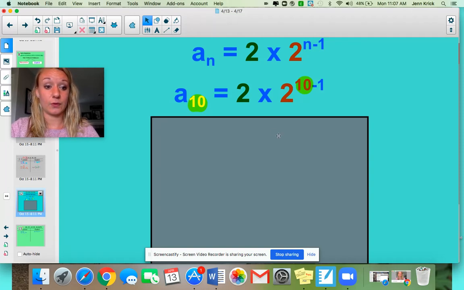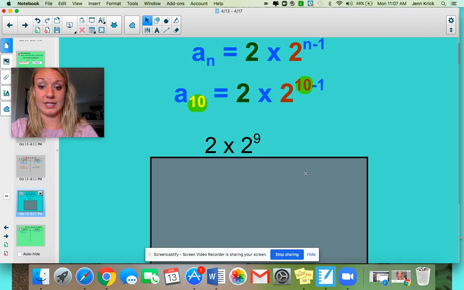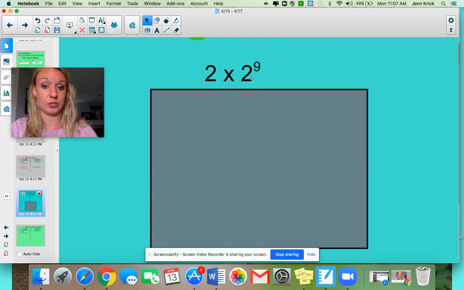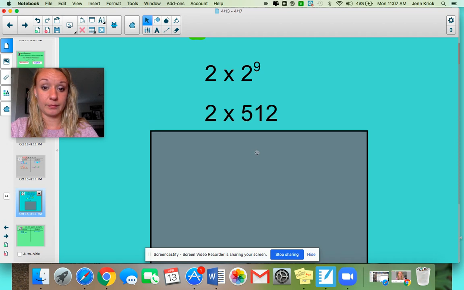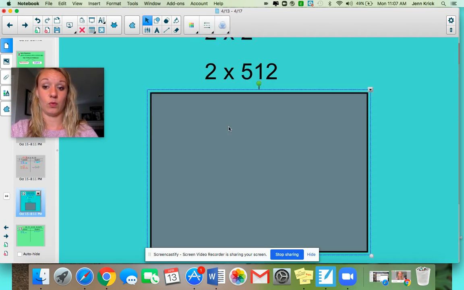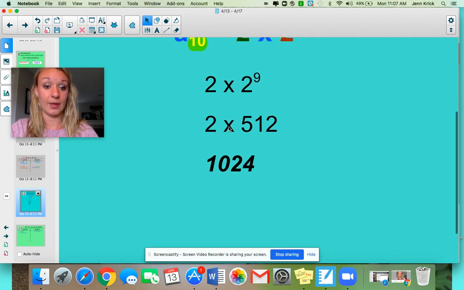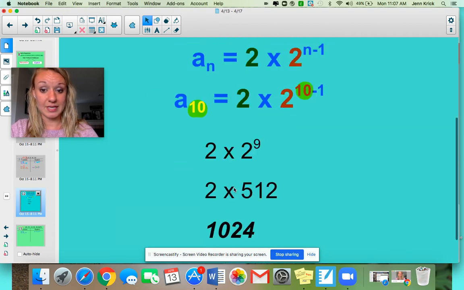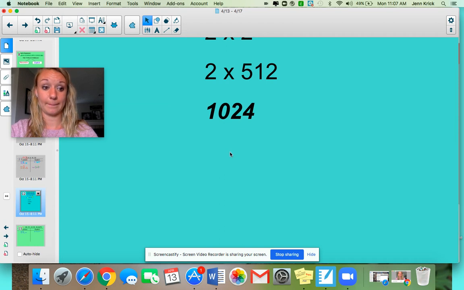Then you just need to go through and simplify. So I've got 2 times 2 to the 10 minus 1 power. Hopefully we can see that 10 minus 1 is 9. So I've got 2 times 2 to the 9th. Now simplify what is 2 to the 9th power. I've got 2 times 512. And then I'm left with 1024. So the 10th term in my sequence is 1024.